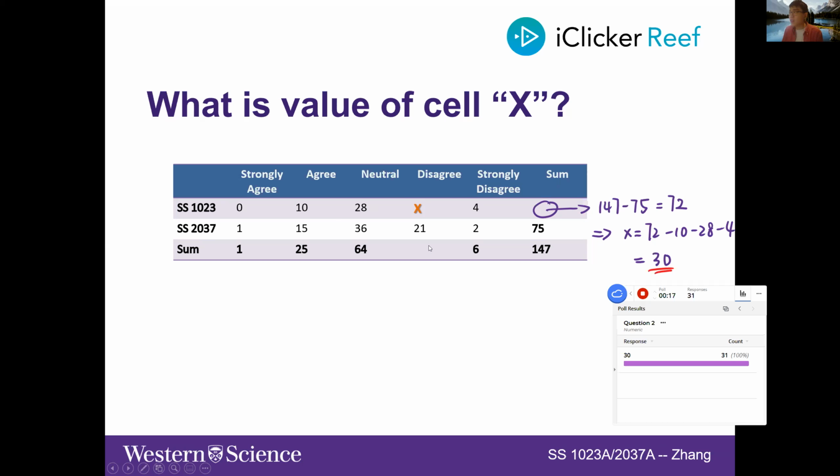And we can do it in another way. We first fill in this empty value. This one will be given by 147 minus all of these known values, which is 41. And then 41 is the column sum of this category, right? So finally, x will be our column sum minus this known value.